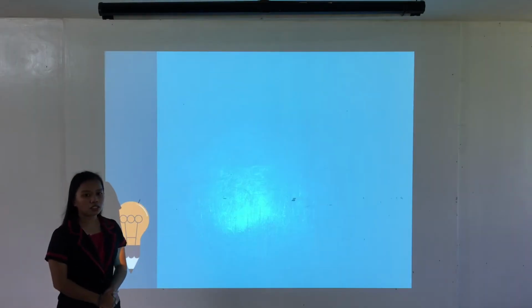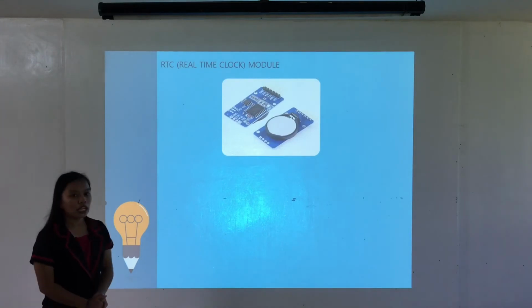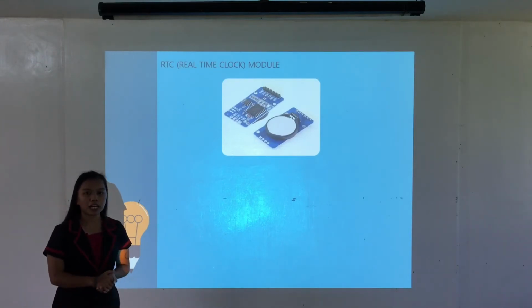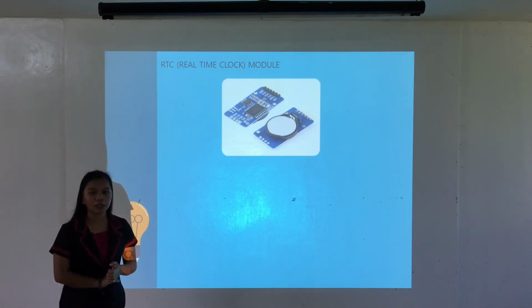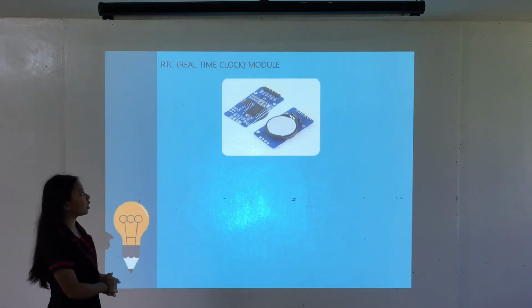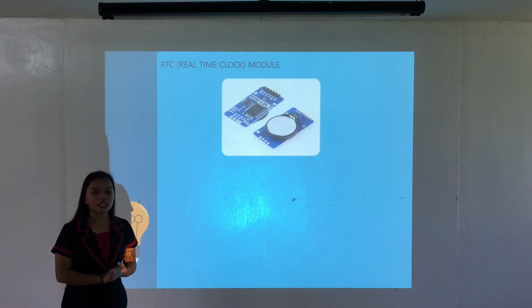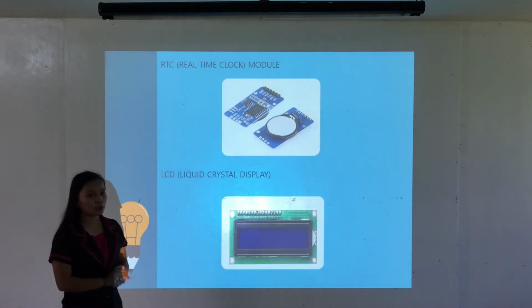So next is the RTC, or the real-time clock module. It is an IC that keeps an updated track of the current time. This information can be read by a microprocessor, usually over a serial interface, to facilitate the software performing the functions that are time-dependent. Next is the LCD, or the liquid crystal display.